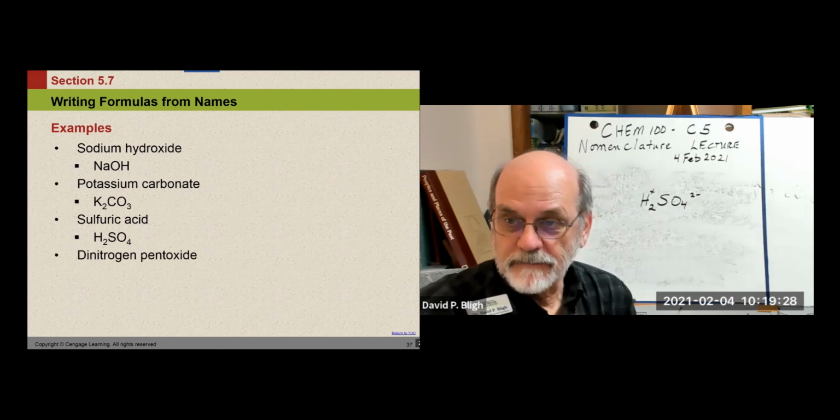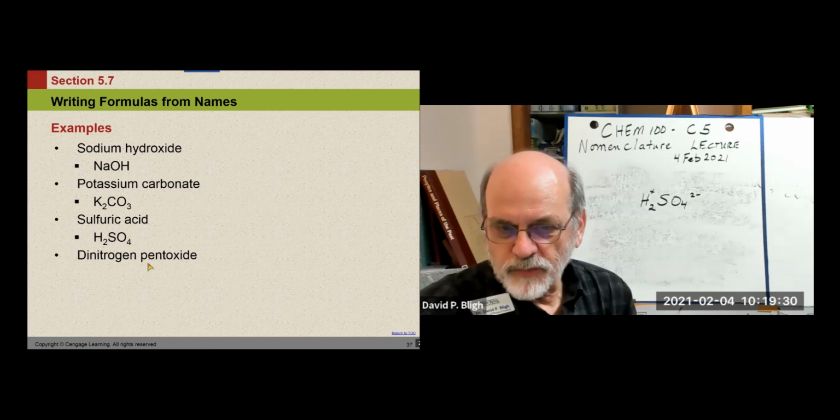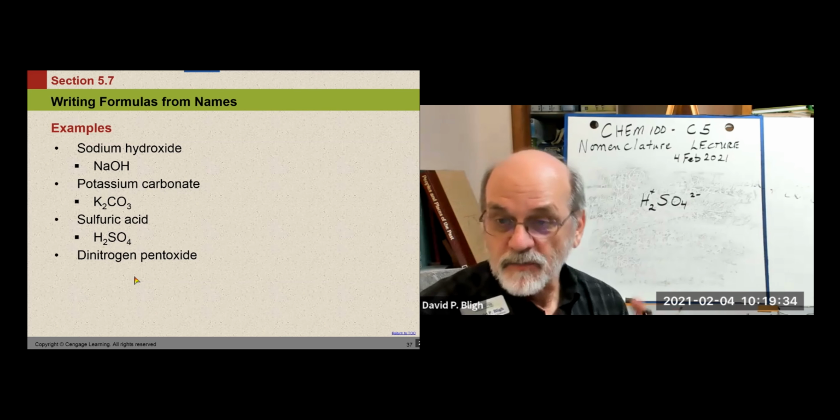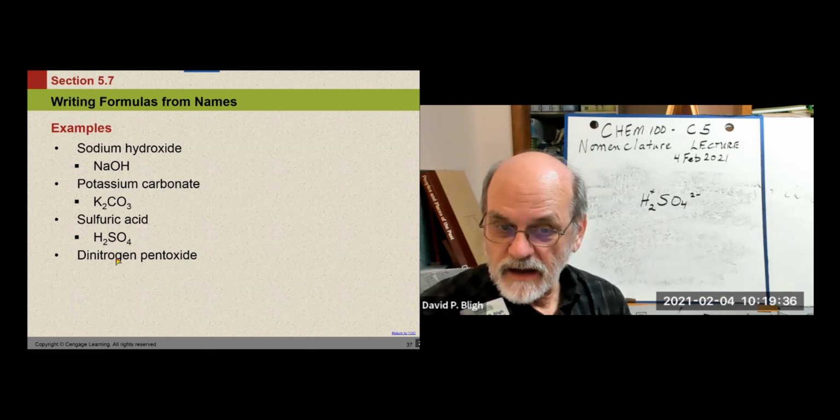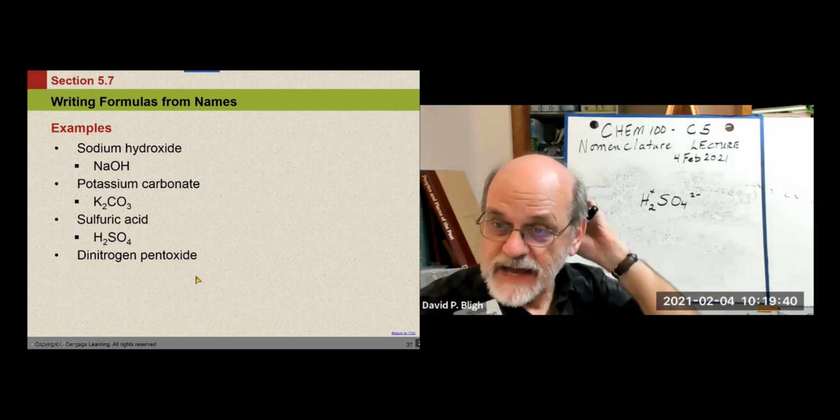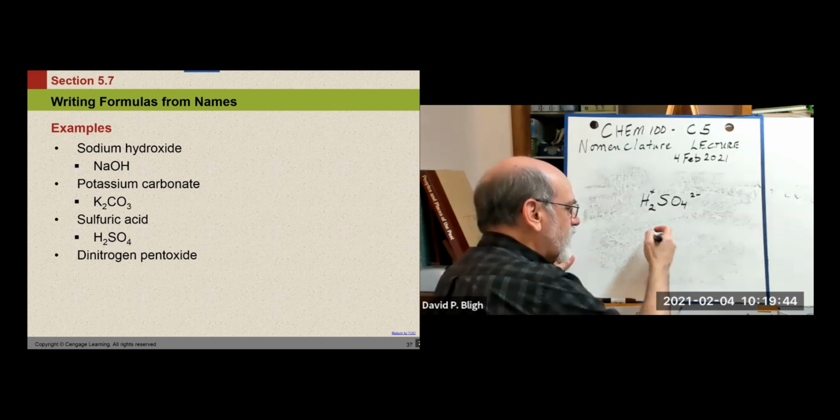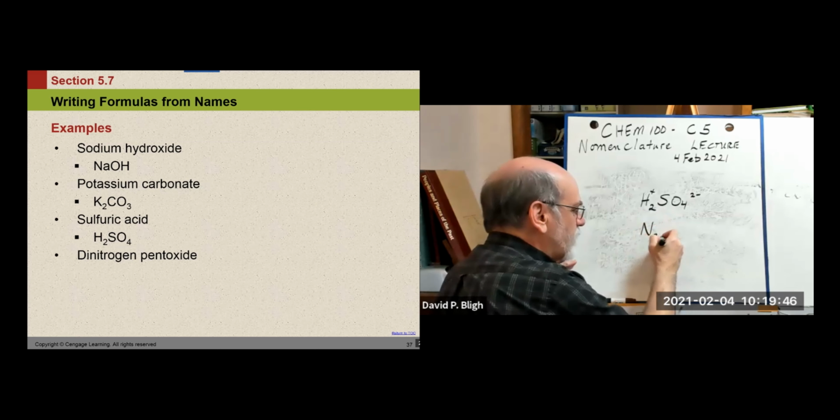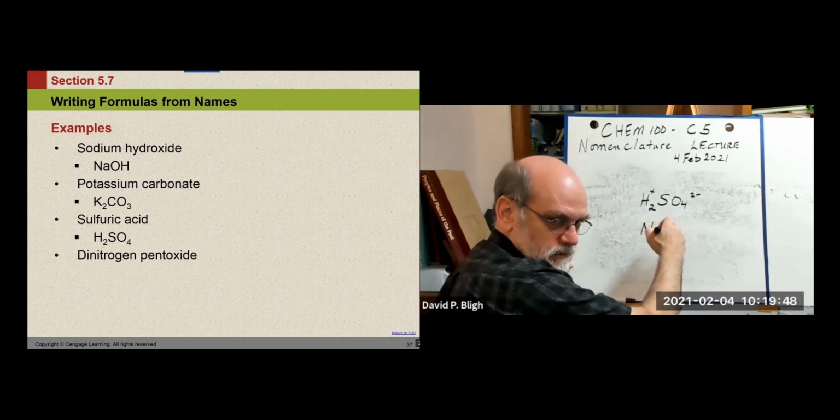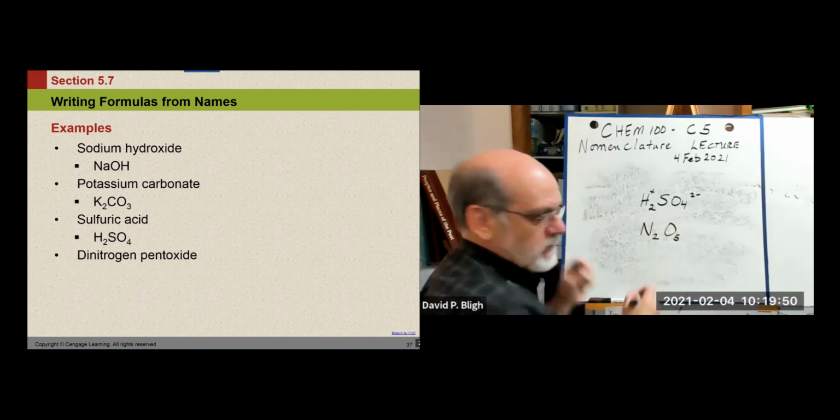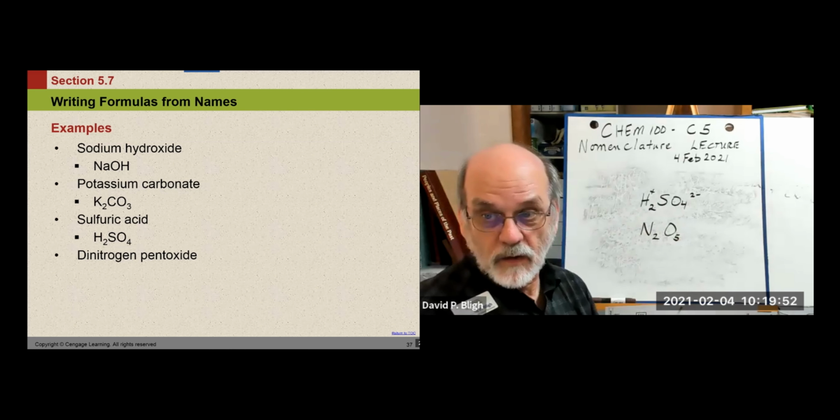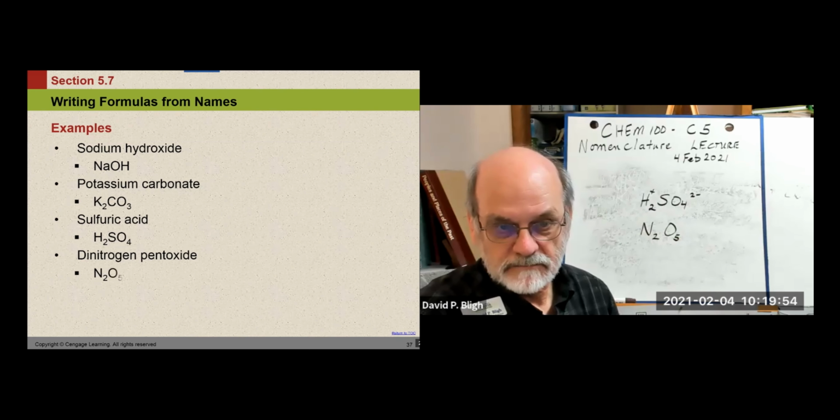Dinitrogen pentoxide. The fact that you've got prefixes in here should be a giveaway. Plus, you've got a nonmetal and a nonmetal. So this is a type 3 convention. All you have to do is just say what are the elements and how many of them are there? Okay, that's it.